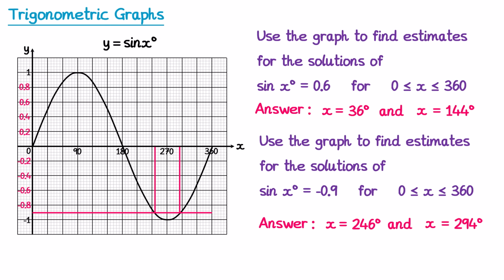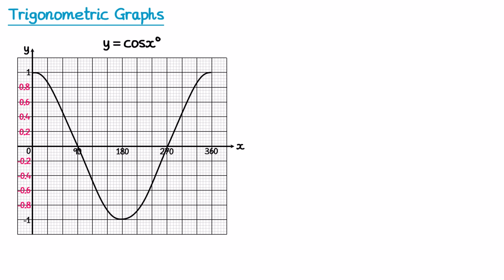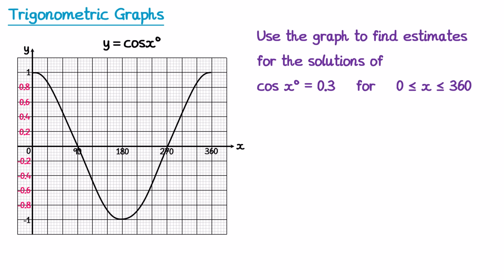Let's have a look at a similar question but using the graph of cos x. So this time we're going to solve cos x = 0.3. So we need to draw a horizontal line at 0.3 on the y-axis, that goes here, and you can see the graph crosses in two places, so these are the two solutions we're after. This is using the same scale as before, so one small square represents 6 degrees. So we need to look 2 squares past 60, which would be 72 degrees, and then 2 squares before 300, so that will be 288 degrees.